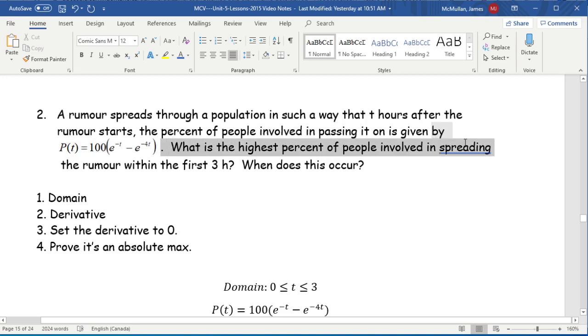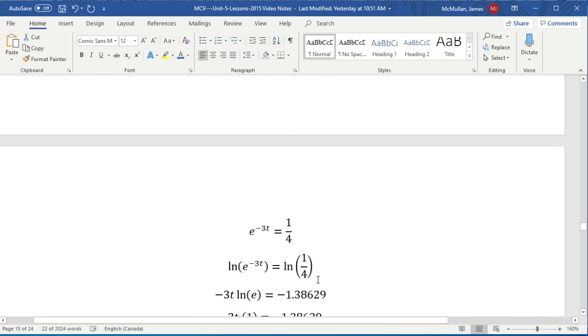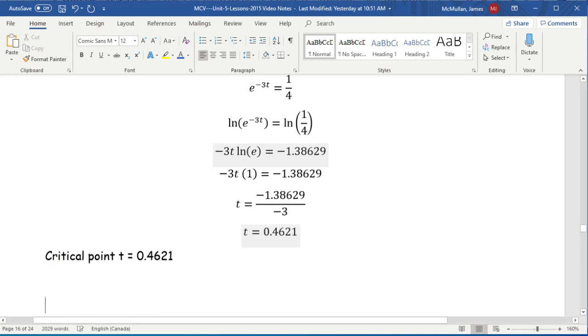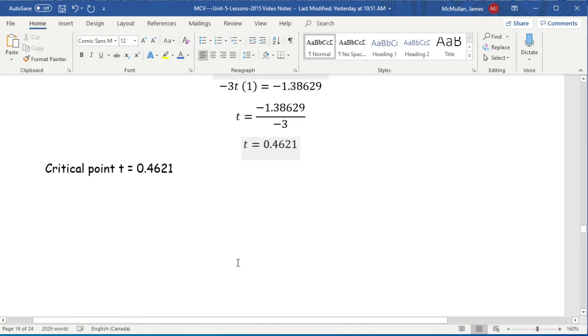What is the highest percent of people involved in spreading the rumor within the first 3 hours? When does this occur? Well, I'm pretty sure it occurs at 0.4621, but I'm not totally sure because I have to check the other options. So I have a critical point: t is equal to 0.4621. Now I want to prove that it's the absolute max.